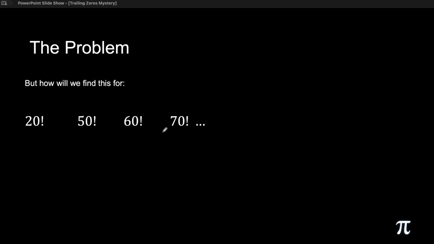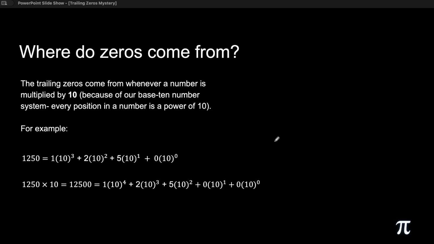But I gave you the answer for 10 factorial, but how would we find this for larger factorial operations like 20 factorial, 50 factorial, 60 factorial, 70 factorial, and so on? Well, the first thing we need to learn is where do these zeros come from? So the trailing zeros come from whenever a number is multiplied by 10 because of our base 10 number system, where every position in a number is a power of 10.